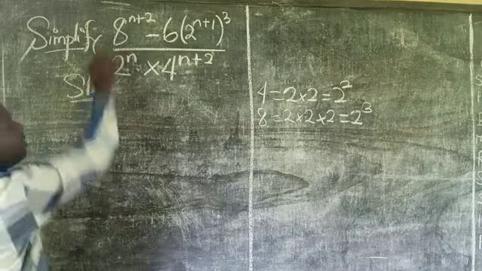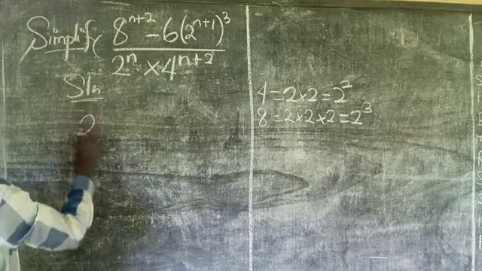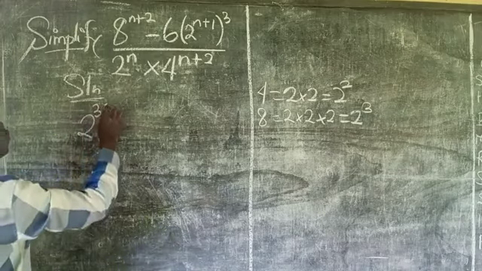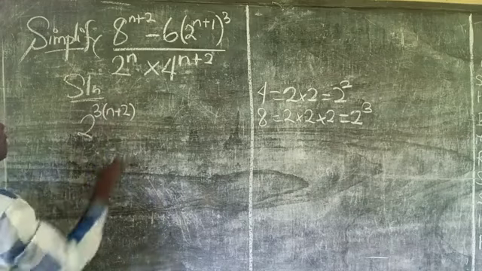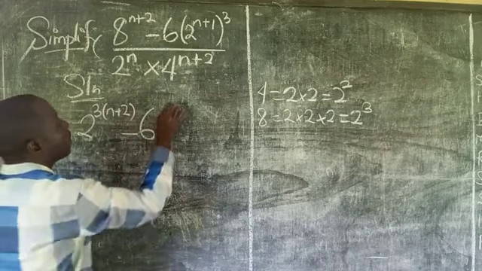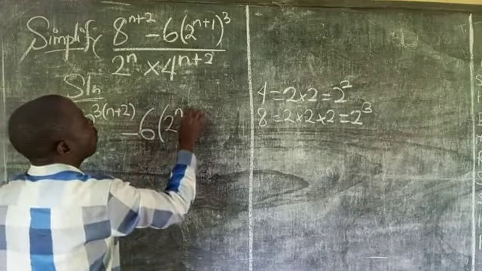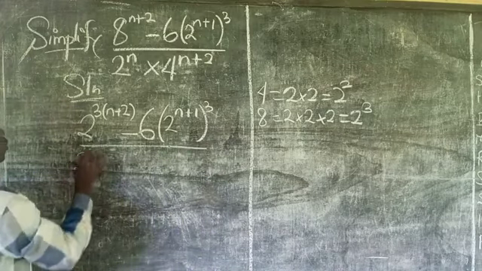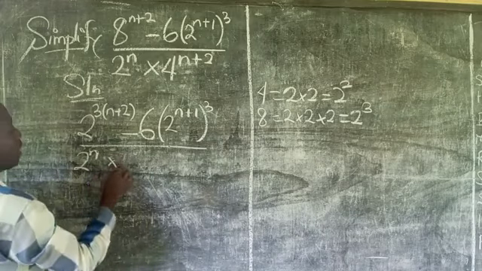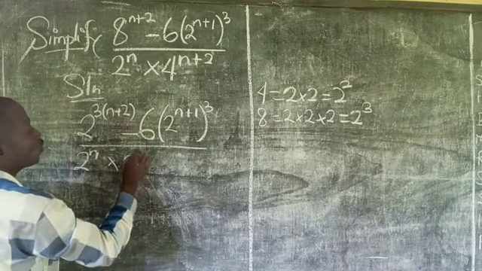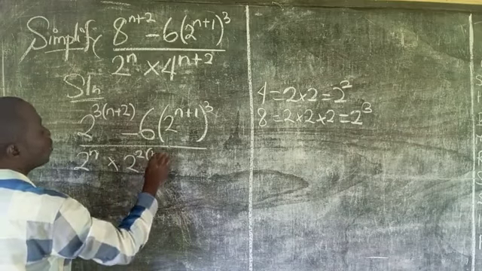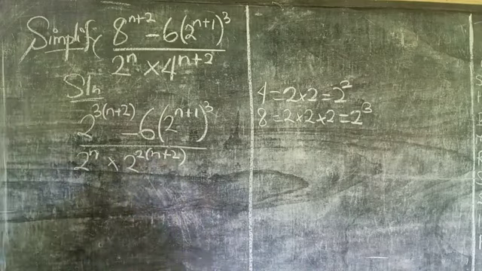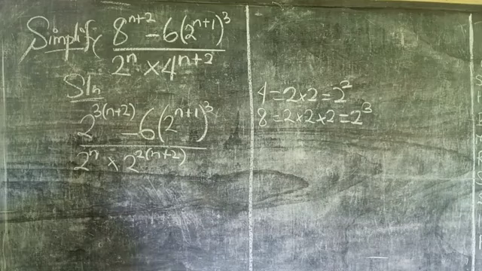So we're going to say 8 will be 2 raised to power 3, raised to power n plus 2, minus 6 into 2 raised to power n plus 1, raised to power 3, all over 2 raised to power n times, and 4 is 2 raised to power 2, into n plus 2. Yes, we have taken the most important step. After solution, you take a step and you progress accordingly.